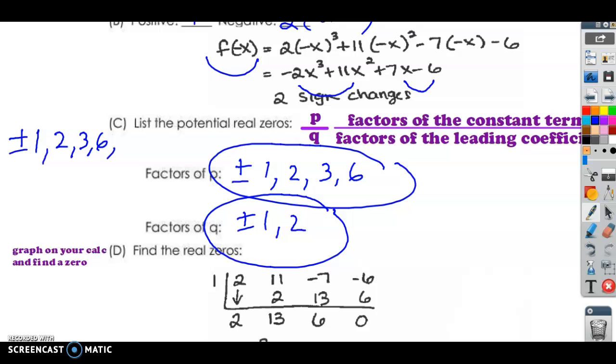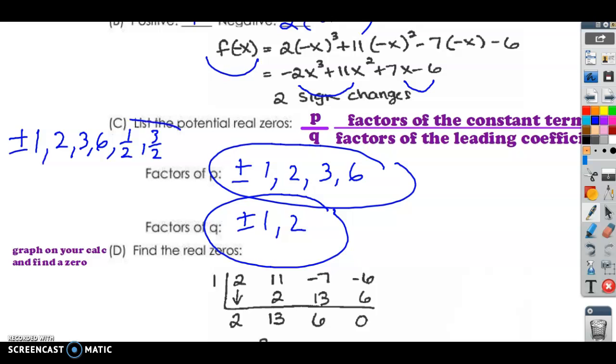So if I put 1 over 2, that's new. That's 1/2. If I put 2 over 2, that simplifies to 1, which is already on my list. If I put 3 over 2, that's a new number. We have to add that. And 6 over 2 simplifies to 3, which is already on my list.